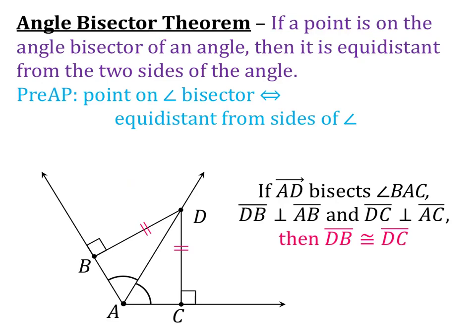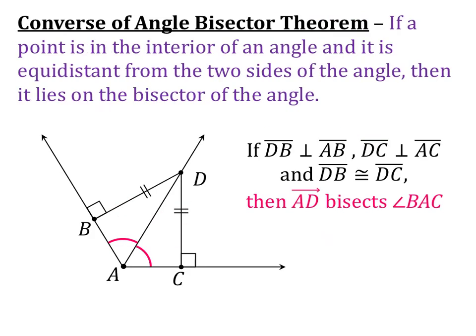Now let's discuss the angle bisector theorem. This states that if a point is on the angle bisector of an angle, then it is equidistant from the two sides of the angle. So what that means is if AD bisects the angle and DB is perpendicular to AB and DC is perpendicular to AC, then those two distances, DB and DC, are congruent to each other.